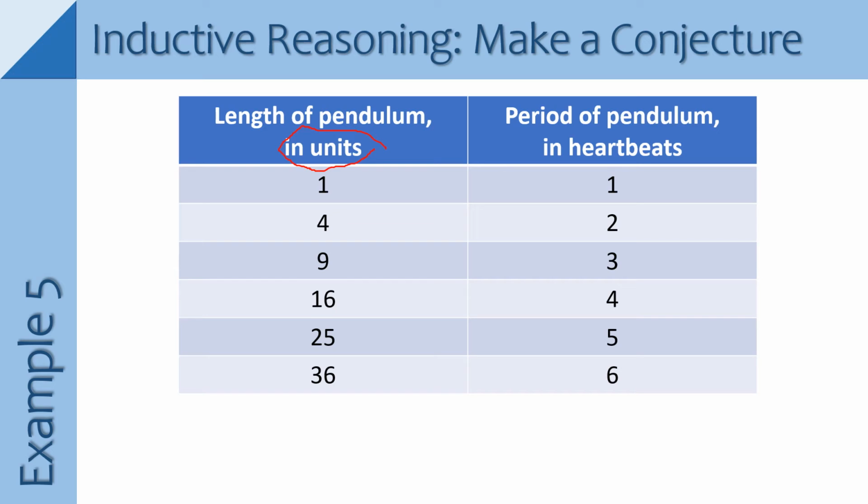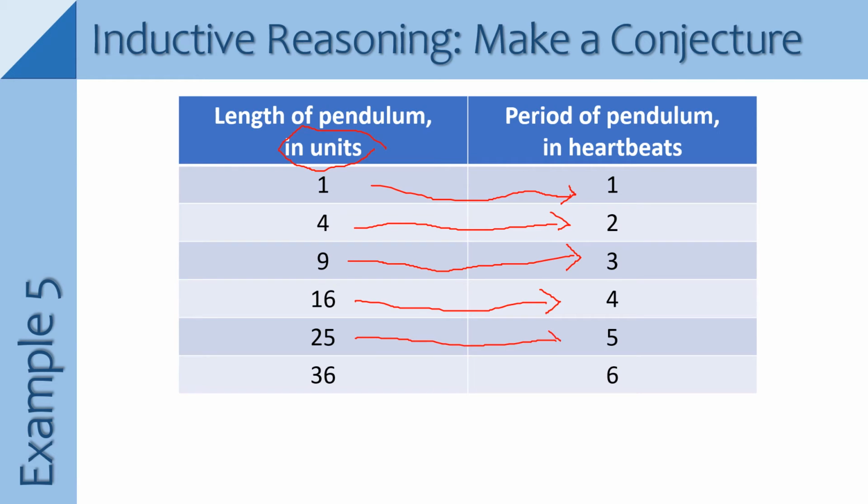According to the table, 1 unit is equivalent to 1 heartbeat. 4 units is equivalent to 2 heartbeats. Next is 9 units, which is equivalent to 3 heartbeats. And 16 units is equivalent to 4 heartbeats. 25 units is equivalent to 5 heartbeats, and 36 units is equivalent to 6 heartbeats.